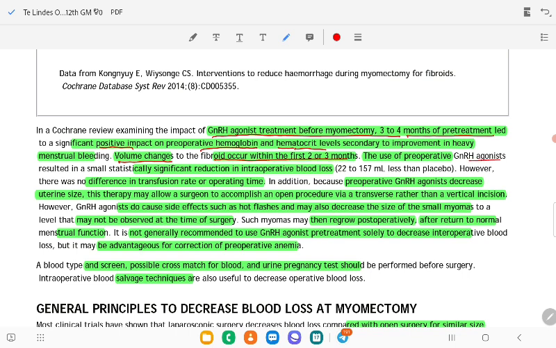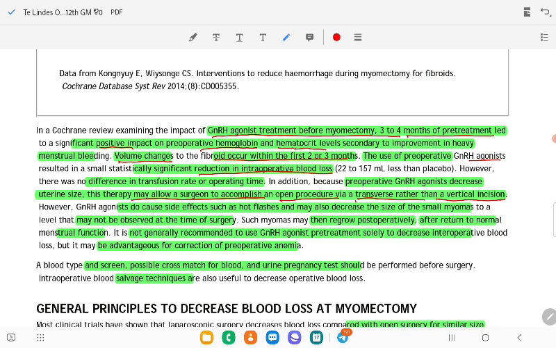The usual preoperative GnRH agonist gives a small, statistically significant reduction in intraoperative blood loss by reducing the size and vascularity. However, there is no difference in transfusion rate. In addition, the preoperative GnRH agonist decreases the uterine size. The therapy may allow the surgeon to do an open procedure with a transverse incision rather than a vertical incision, because if the size decreases, there is no need for a vertical incision; you can do it with a transverse incision.